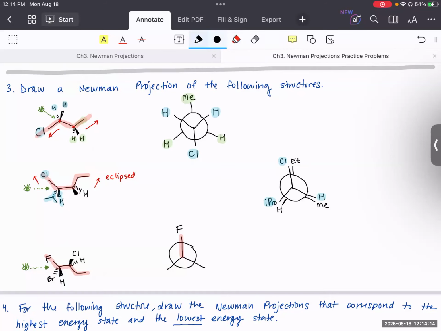And then we have that back carbon is going to be staggered. And we know it's staggered because those two groups are on opposite sides of that middle carbon-carbon bond. Next, we fill in the in-plane group. So we have that fluorine, we already filled that in, and then we have the ethyl group pointing down.